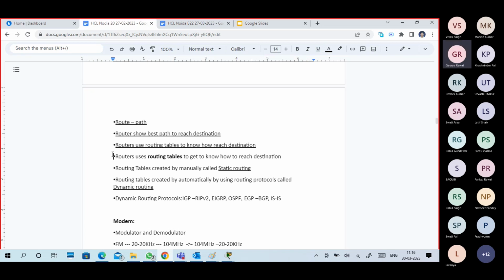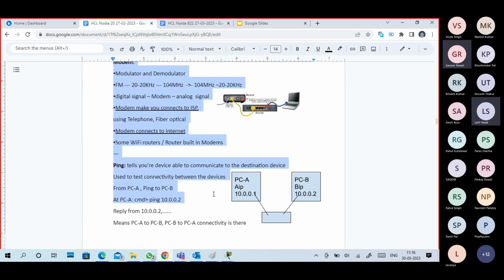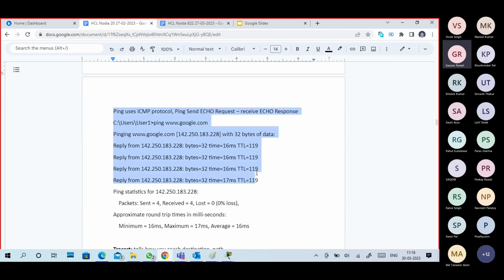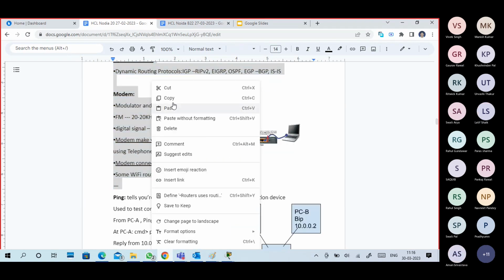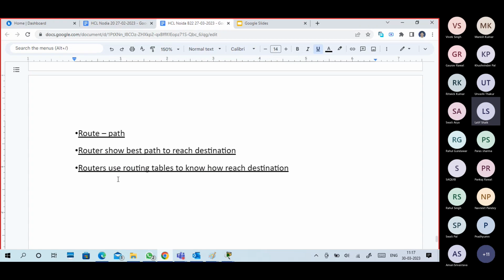Sir, what is the full form of OSI? Open System Interconnect. Good.